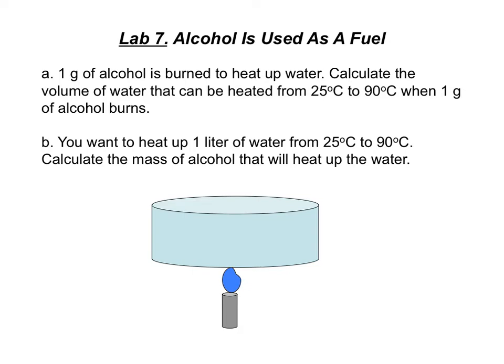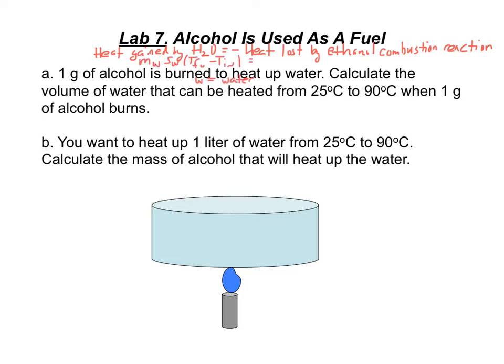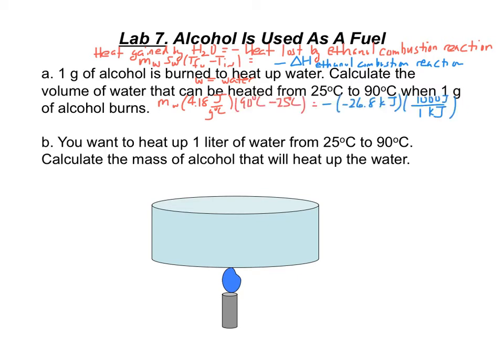Let's use that heat to heat up water. Stop the video and do question A. To get the answer, start with this equation. The heat gained by water is the physical heat transfer, so that's equal to m times s times delta T. The heat lost by the ethanol combustion reaction is the chemical heat transfer, so that heat equals delta H. We know the specific heat of water, T final, T initial, and delta H for the combustion reaction. So let's solve for the mass of water. And that's equal to, then use density to convert from grams to mL.